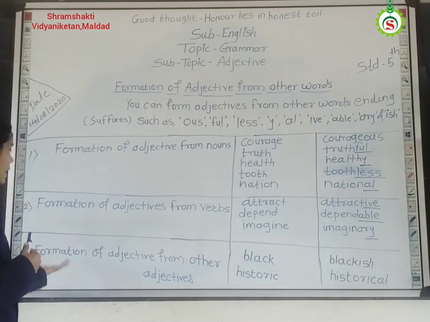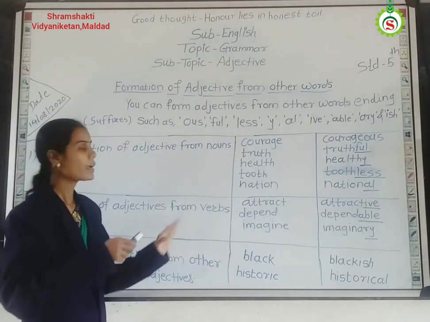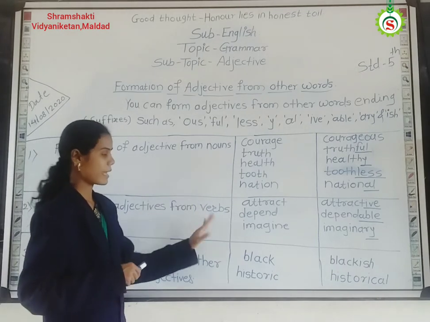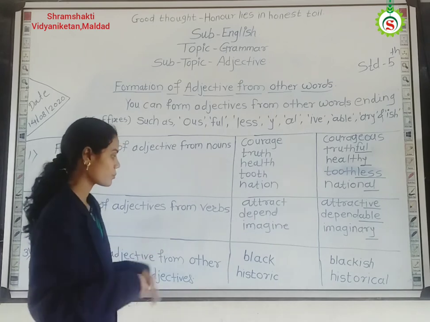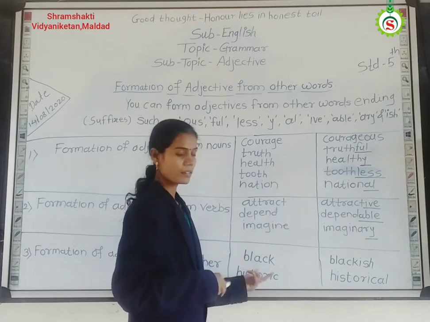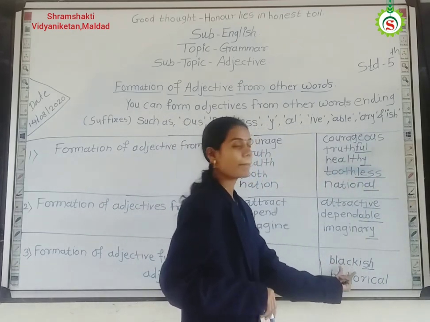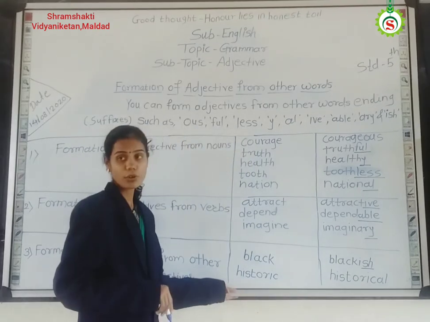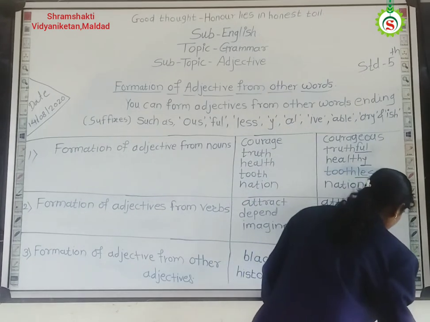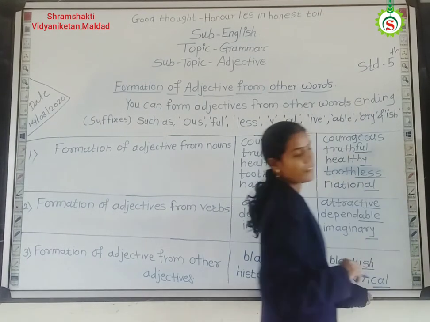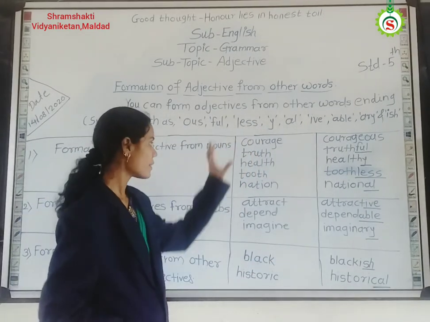Then student, third is formation of adjective from other adjectives. Here we used nouns and verbs, but now we use other adjectives. So for example, black, we add suffix ish, and then blackish. Then historic, then historical. In this word we add suffix al. Okay student, do you understand? Now I read these words once again.